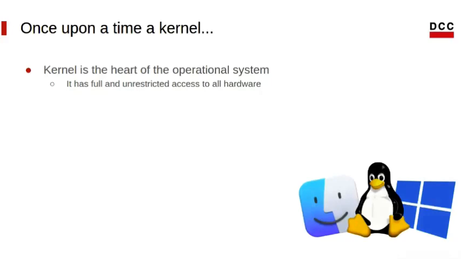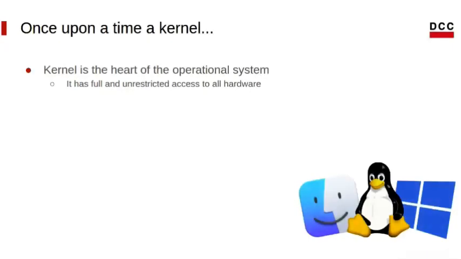Usually, operating systems have a kernel. The kernel is the heart of the operating system because it has full and unrestricted access to all hardware. The user space requests the kernel to perform privileged operations, like reading the storage disk, for example.